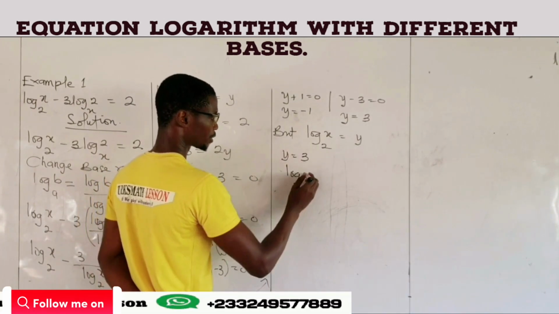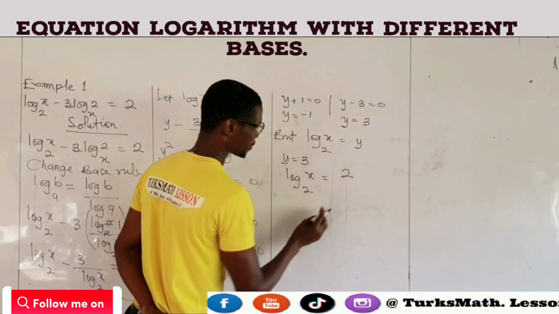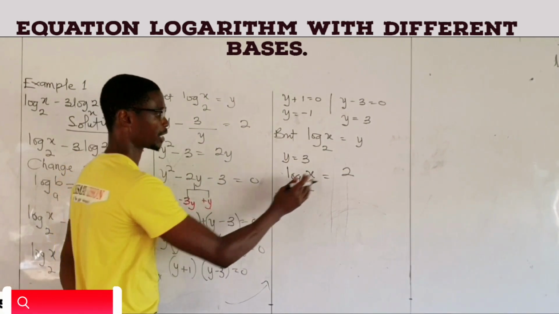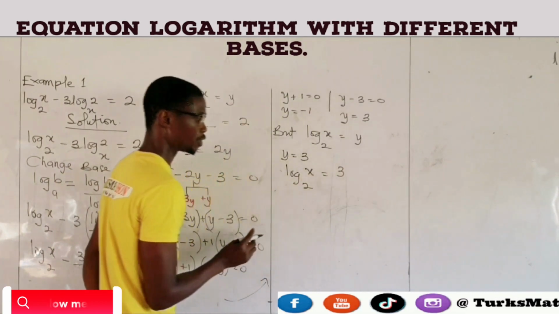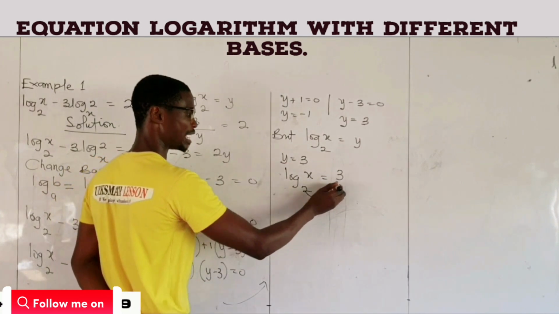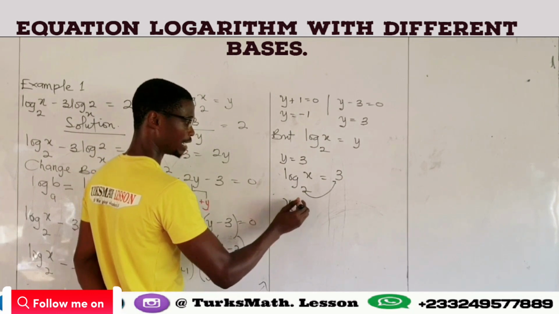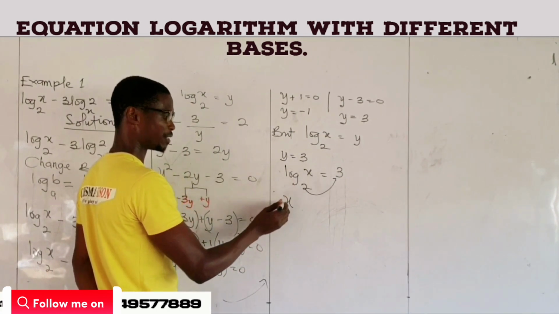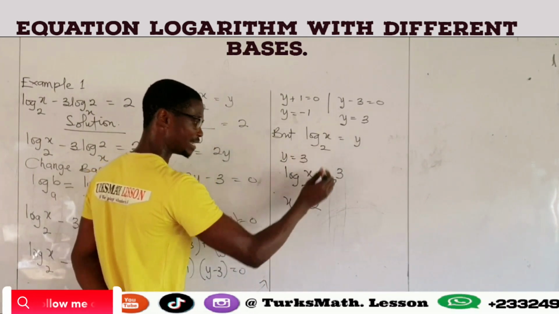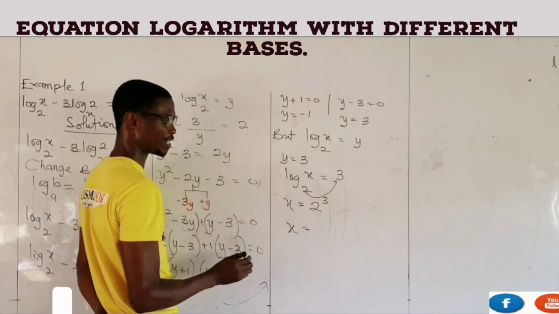So you have log x base 2 equals 3. You are going to express this as indices. To express this as indices, we move this out, raise out the 3. So we are going to have x, then the log will go out. We are going to write this as x equals 2 exponent 3. Right? Yes. So x equals 2 exponent 3 will give us 8.